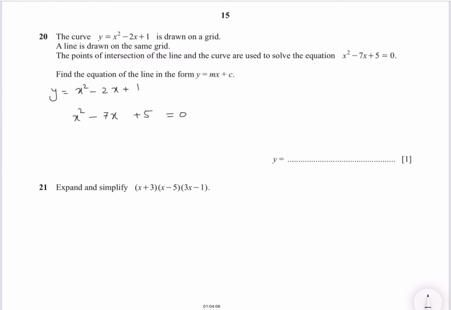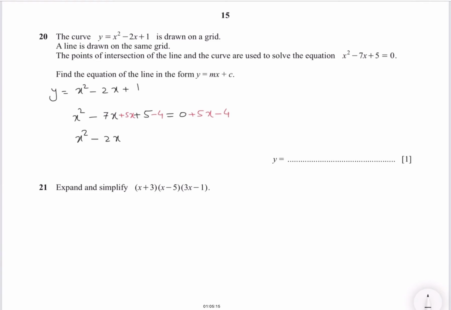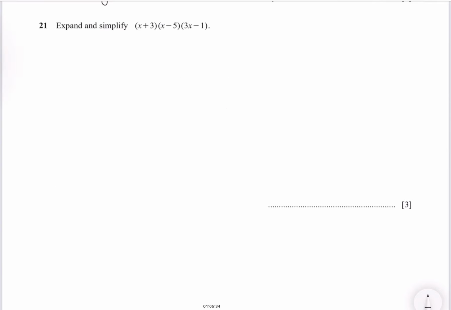We have to convert minus 7x into minus 2x. So we have to add 5x. Minus 7x plus 5x makes minus 2x. So you add 5x on the other side of the equals sign. Then we have to convert the 5 into 1. So you subtract 4 from 5, you will get 1. So you subtract 4 on the other side of the equals sign. Now this side becomes x squared minus 2x plus 1, and then it is equal to 5x minus 4. So we can write y is equal to 5x minus 4, which is required.